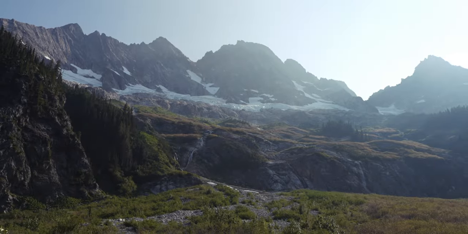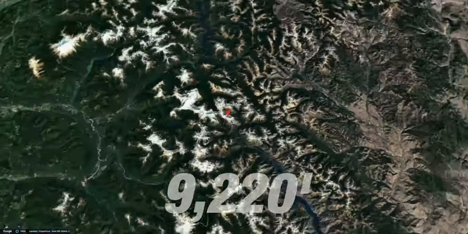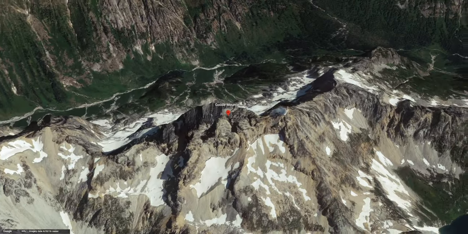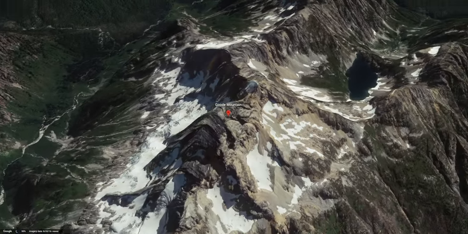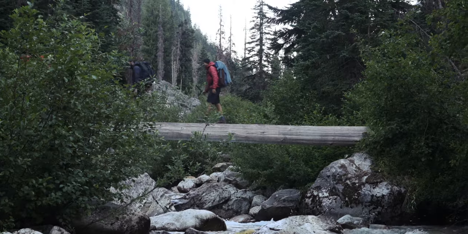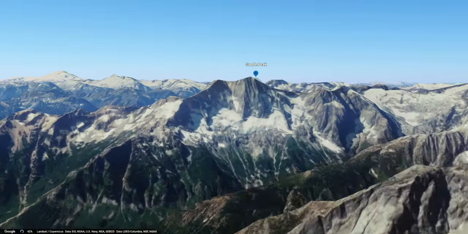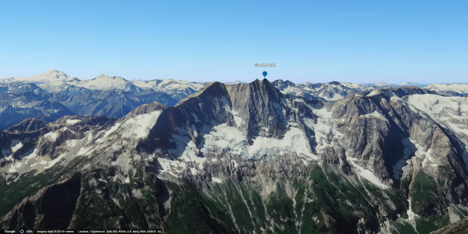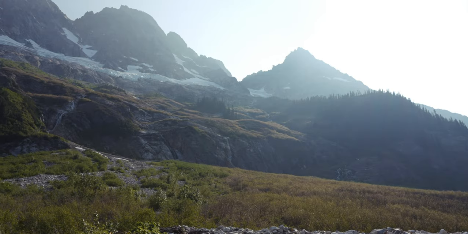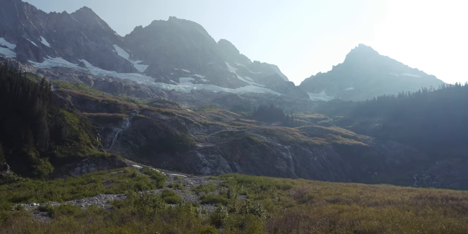This mountain is the highest peak in the North Cascades National Park, standing at 9,220 feet tall. And even though that might seem short for a mountaineering objective, this peak is not an easy trip. This mountain can't be seen by any road. It's deep in the national park, and we have to hike a total of 36 miles in and out. And once we finally get on the mountain, we have to deal with waterfalls, glaciers, and the biggest challenge is a 3,000-foot rock wall to get to the summit.